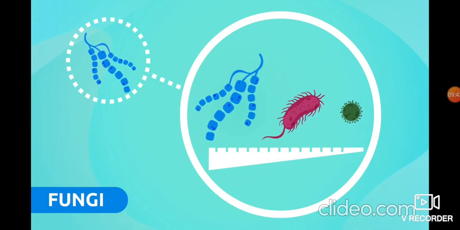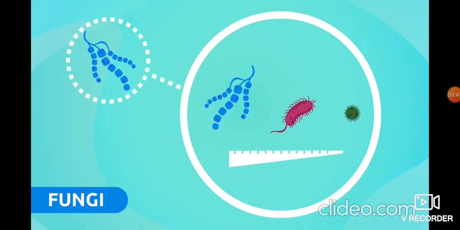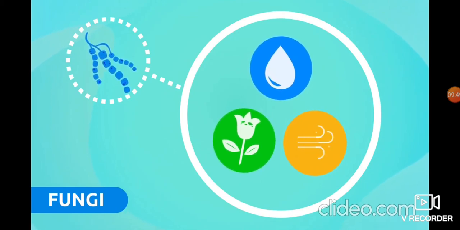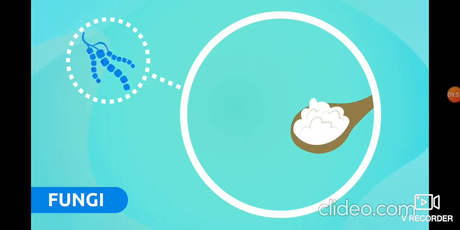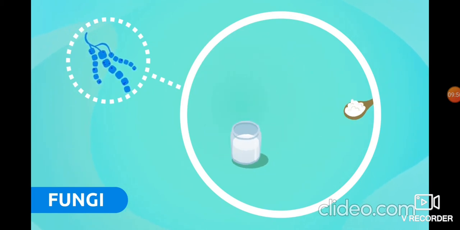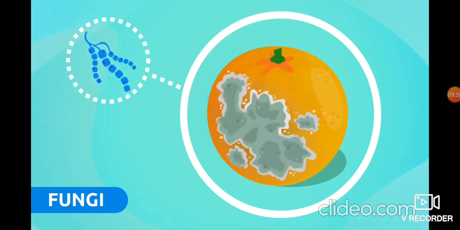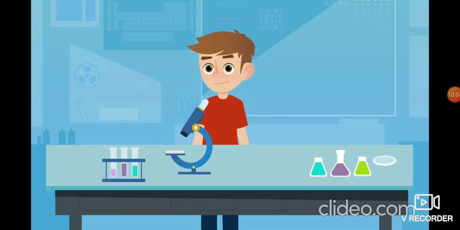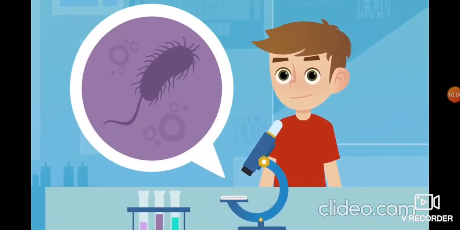Next is fungi. Fungi are also one type of microbe. They can be found on any plant, in water or in air. They can be good. For example, yeast helps in the formation of food. You must have seen some kind of fungus on fruits, that is also fungi only.